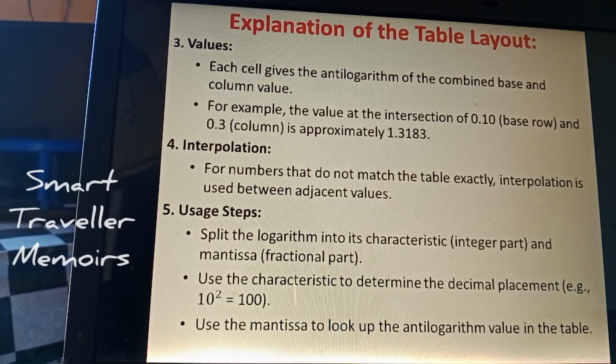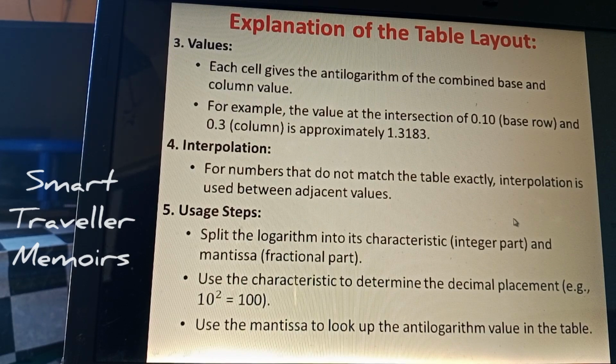Values. Each cell gives the antilogarithm of the combined base and column value. For example, the value at the intersection of the 0.10 base row and 0.3 column is approximately 1.3183. Guys, remember, as you watch this video, you are supposed to be having the Kenyan version mathematical tables on your desk. Interpolation. For numbers that do not match the table exactly, interpolation is used between adjacent values.